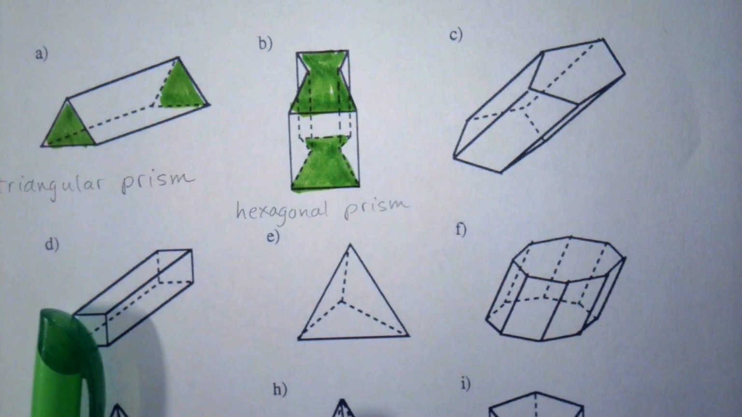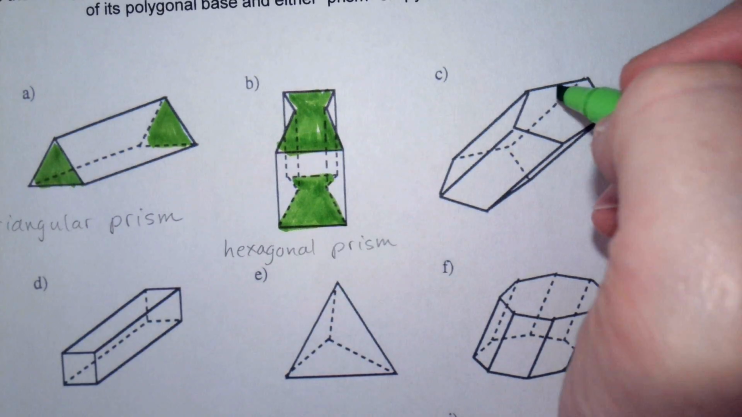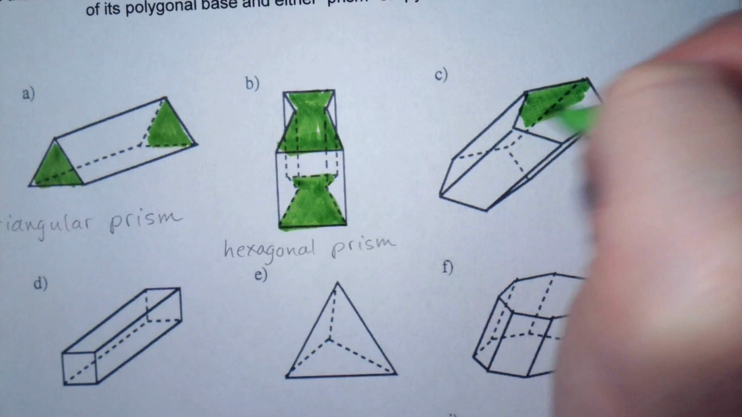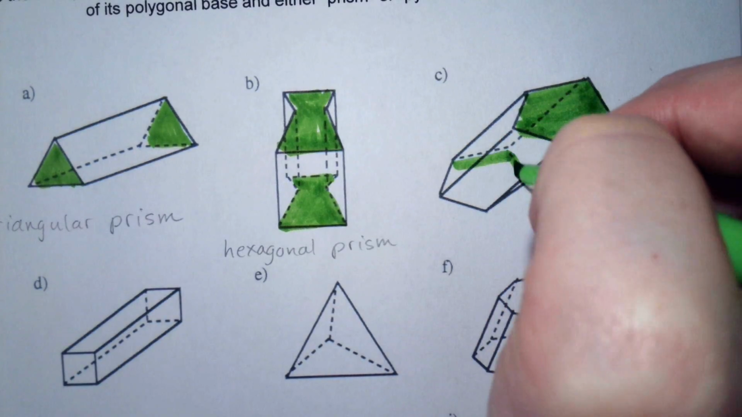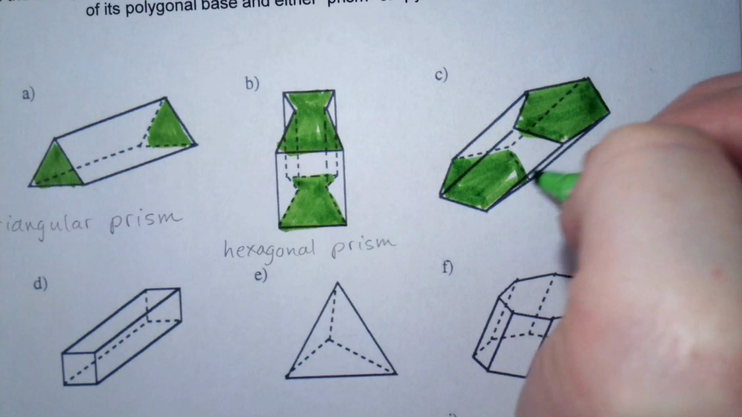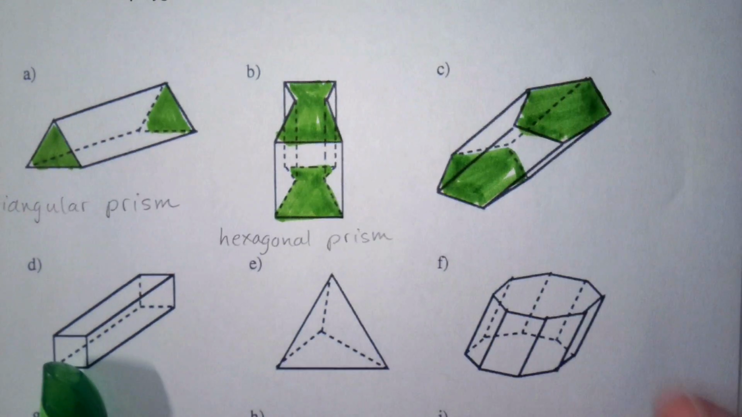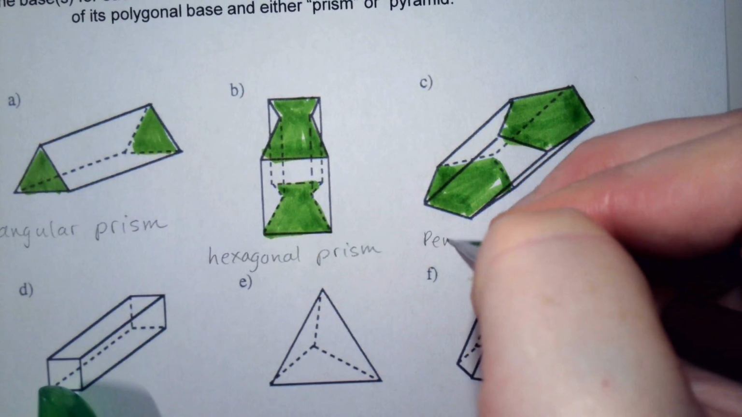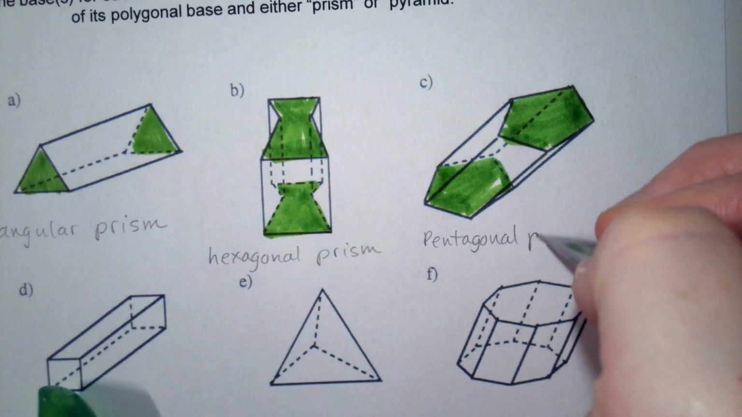Letter C. The only congruent sides that are parallel to each other are the top and bottom in this case. They each have 5 sides, so those are pentagons, and there are 5 rectangles that connect the pentagons. So we call this a pentagonal prism. Once again, a pentagonal prism.